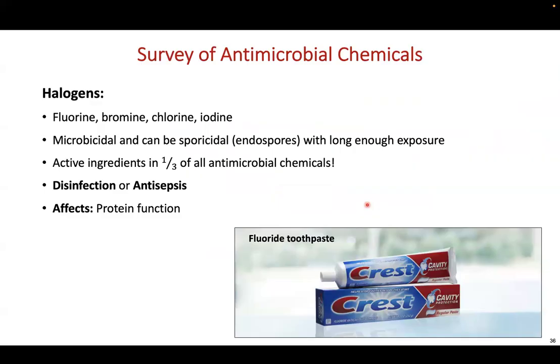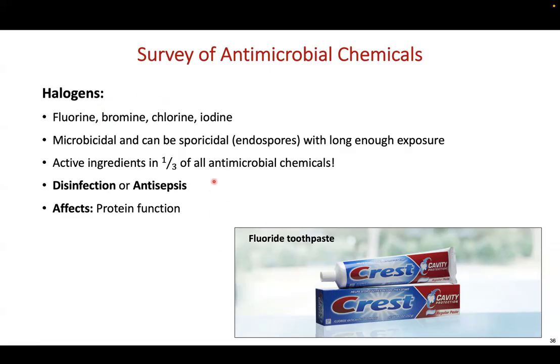So let's talk more about the survey of antimicrobial chemicals. Under the chemical agents, we have halogens. These are microbicidal, and can also be sporicidal, targeting endospores with long enough exposure. Mostly they are active ingredients, which are 1/3 of all antimicrobial chemicals that we know. One prime example is the toothpaste that you have.